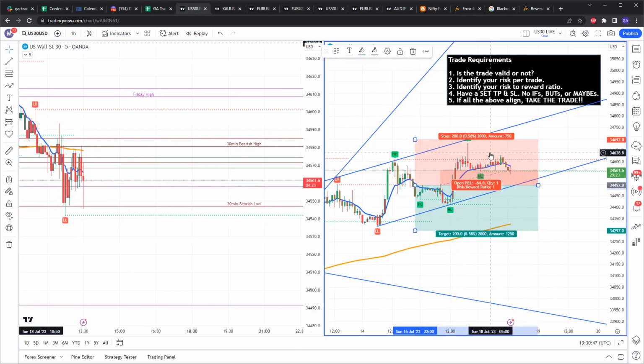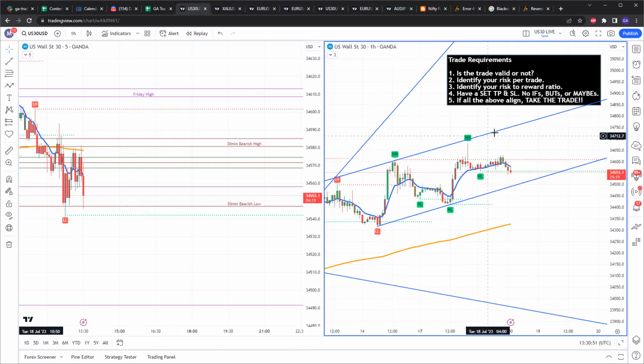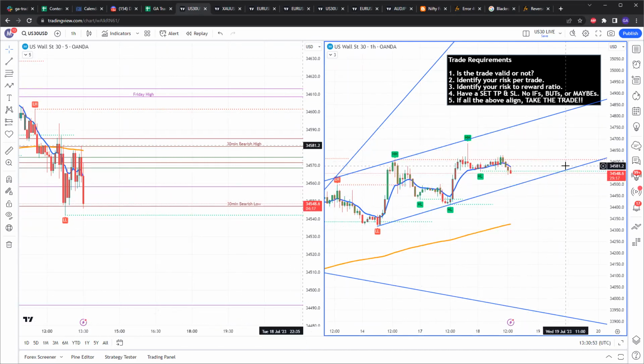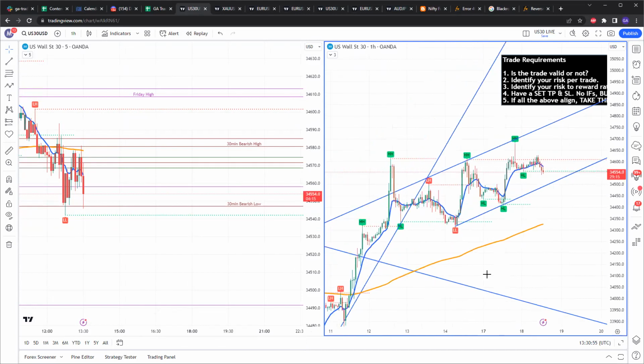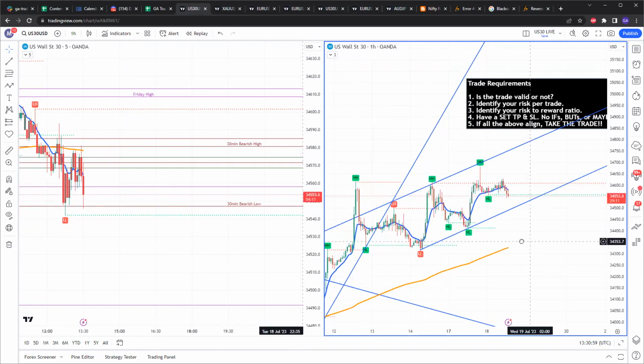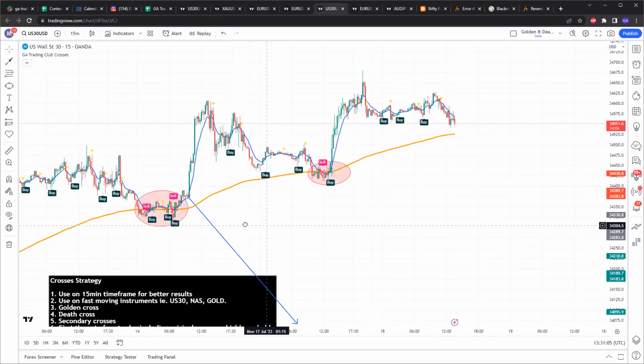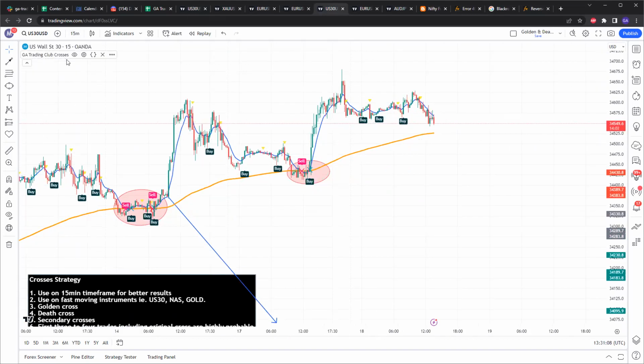So, going ahead to review the entries, looking at US 30, you can see we are trapped between these two trend lines, right? This is the hourly trend line. We have this trend line to the upside and this trend line to the downside. I'm definitely looking to enter a sell on US 30, again, based off this crosses indicator on the 15-minute time frame.